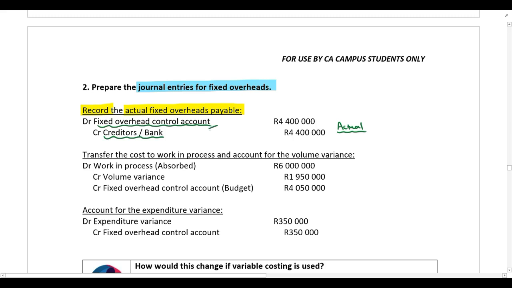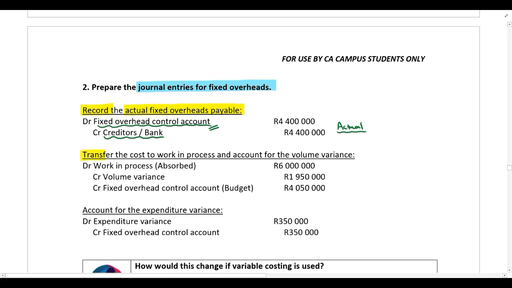Now, the reason why you don't just expense the actual cost is because the company uses absorption costing. So remember, we are going to include this fixed overhead in the value of inventory. So it's taken to a control account. And then we're going to clear out the control account and include the absorbed fixed overhead in the value of inventory. So you'll see that's what we do next.